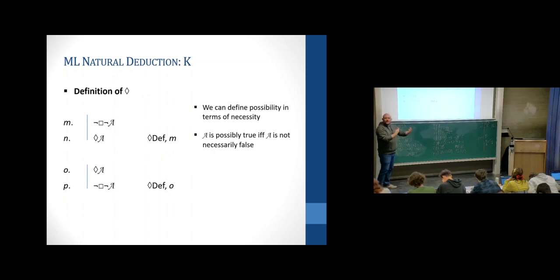So we can interflip here, right? If you have not, box, not, you can replace that with just a diamond. It's worth noting that this isn't actually another rule. This is just the definition of what possibility is. For something to be possible, it just means that its negation isn't necessary.